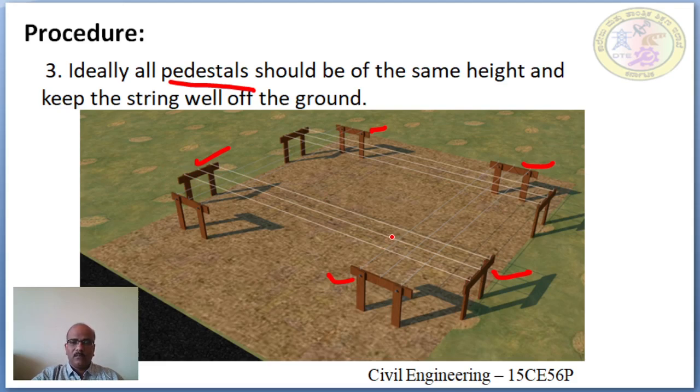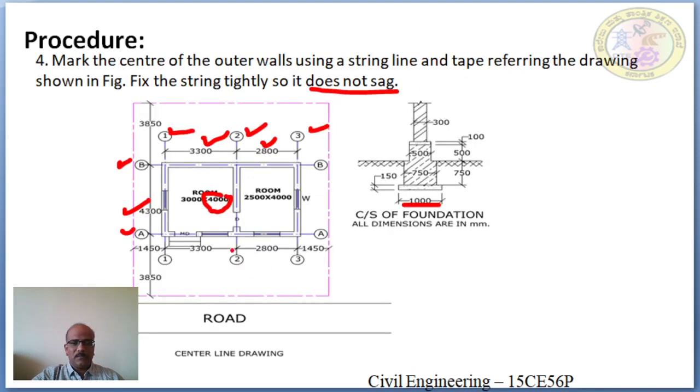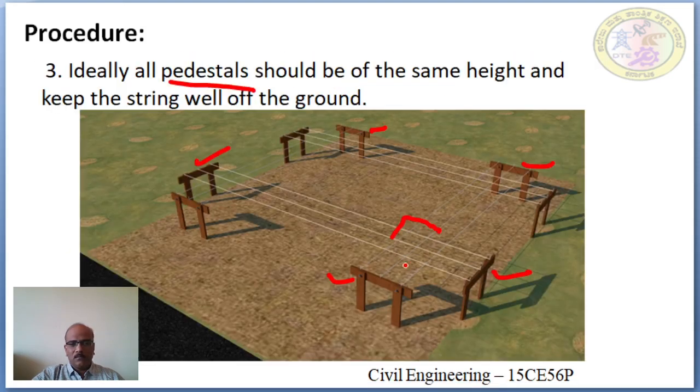Then all corners have to be checked for right angle. The string lines should cross each other at a right angle. Using the 3, 4, 5 method, the strings are checked for right angle at all corners.